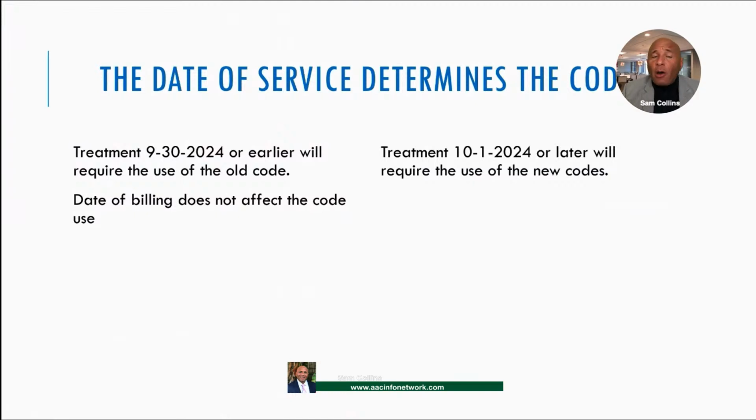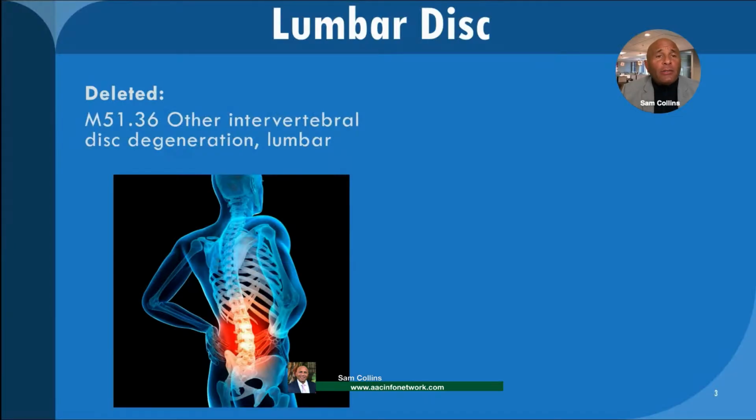But let's keep in mind how these work. The date of service determines the code. So let's say, by example, you're billing a patient that you saw in September of this year, but you're sending the bill in December or January for that matter. It's being a little late, but you're still sending. It doesn't matter when you send the bill. The date of billing does not affect the code. It's the date of service. So if the date of service was prior to October 1st, please use the old code. If the date of service is after, use the new code. Pretty straightforward and simple. However, let's talk about what changed.